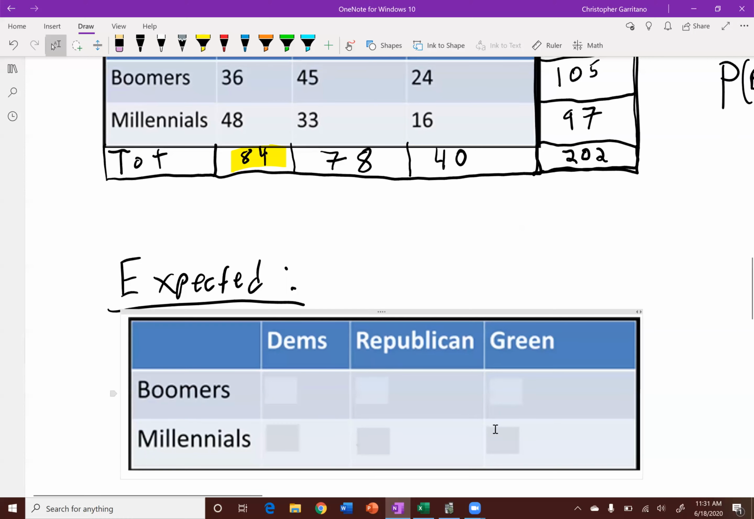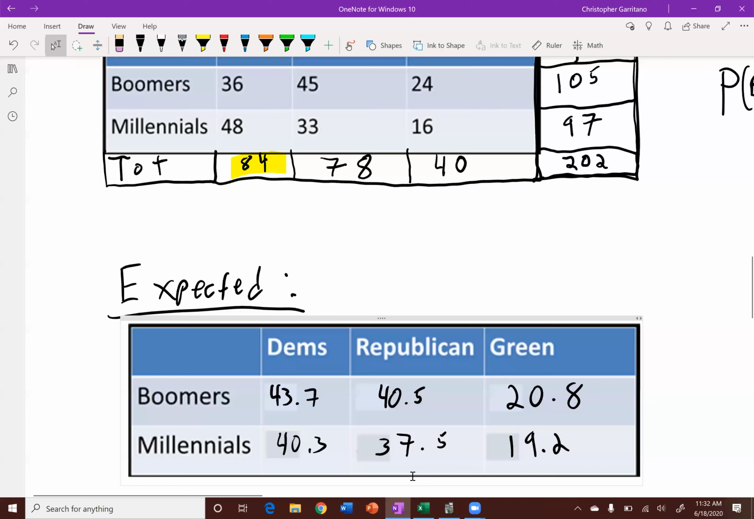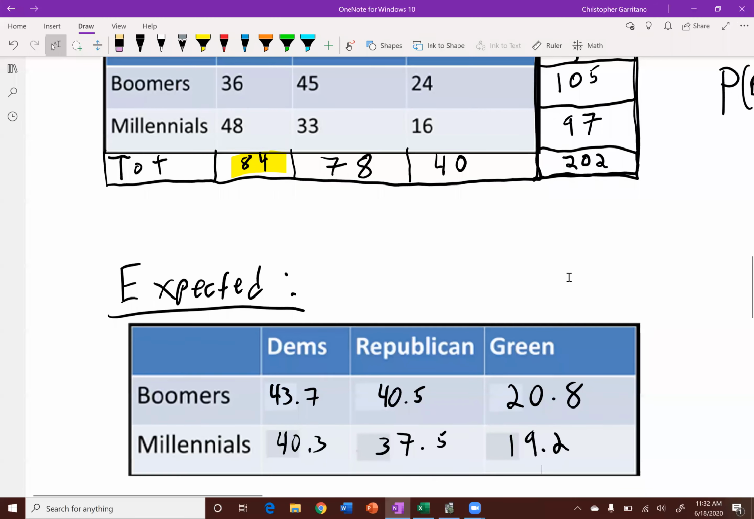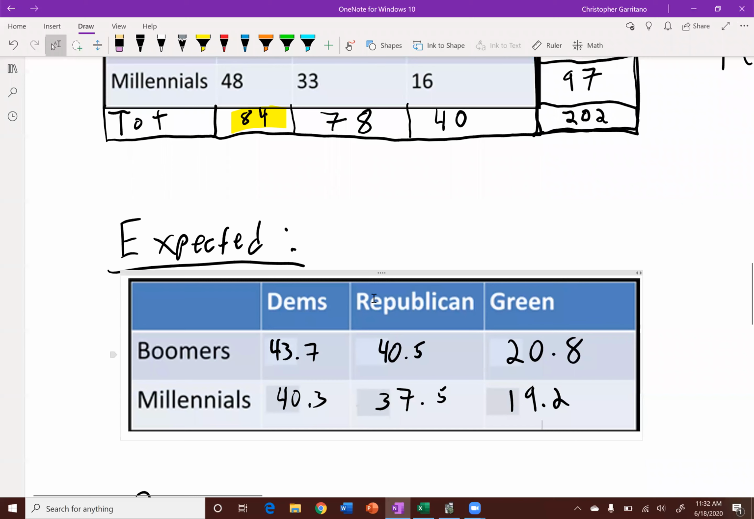So I'm going to take a moment, pause this video, and fill out the expected table. One second. All right, and so here we have it. So in each category of political affiliation, there should be 52% boomer and 48% millennial, based on our null hypothesis.